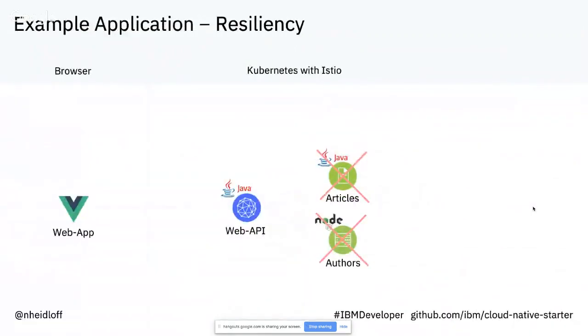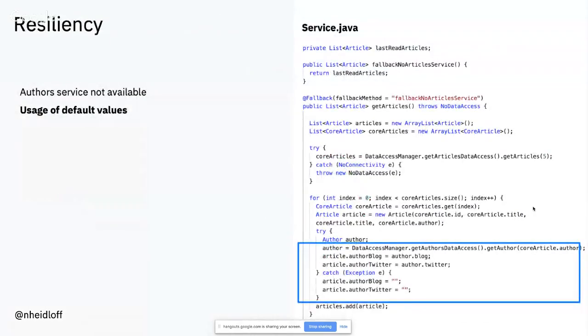Okay, next cloud native scenario is resiliency. Resiliency means that your app remains responsive even when single microservices are not available. In this case, I want to demonstrate it by shutting down the articles and the author service. And I want the web application still to be able to display the articles, and I want the web API service to still be responsive. Okay, so that's a little demo scenario here. And this can be done rather easily.